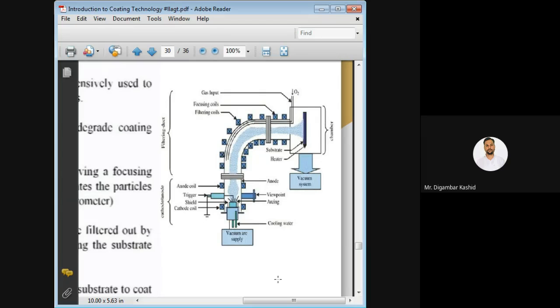That is, the particles ejected from the source material are fed into the curved duct. You can see that duct over there. Through this duct your particles are going, and then falling onto your substrate material. You can see the substrate here, and here you can see your source material.